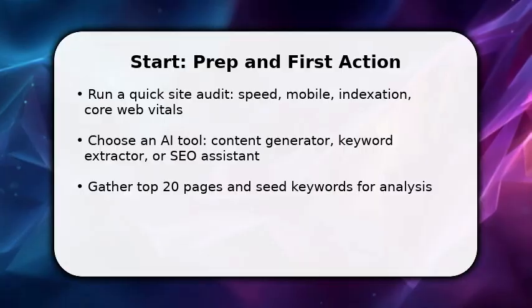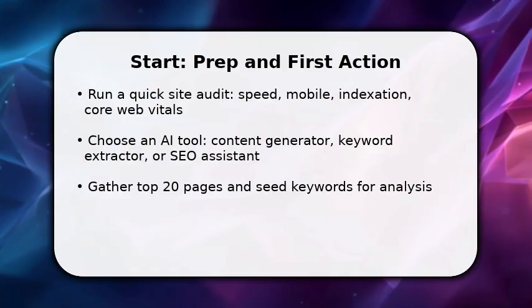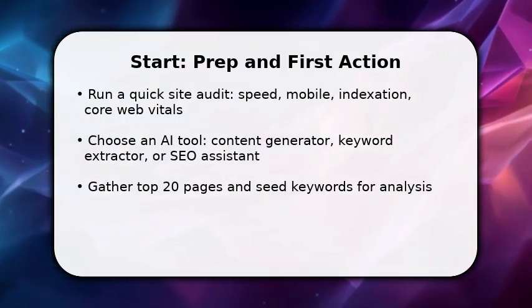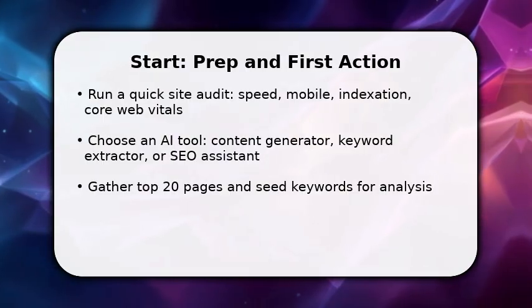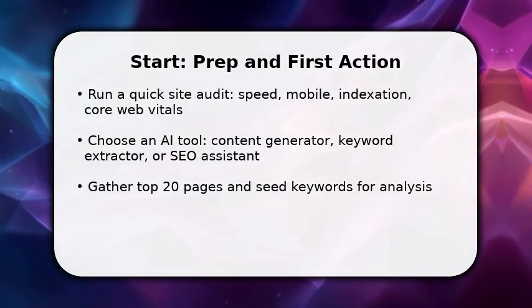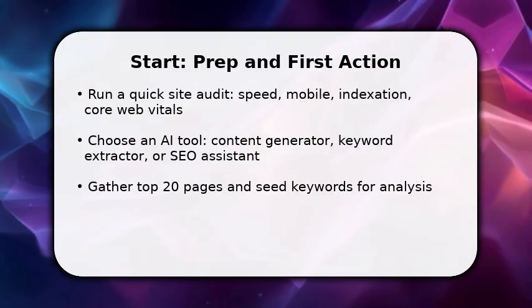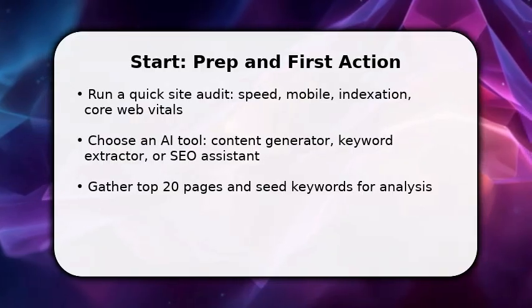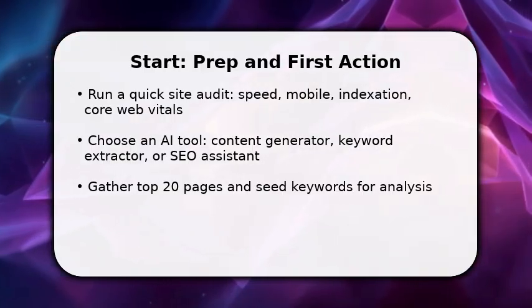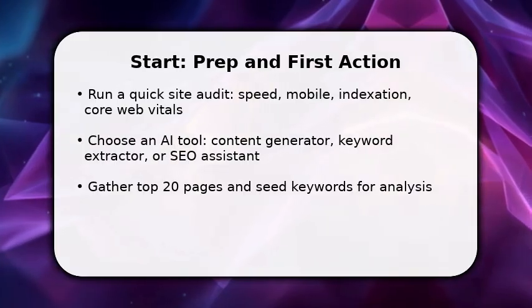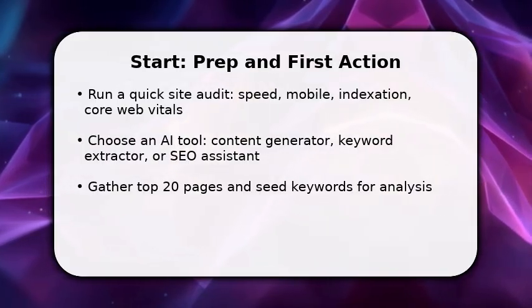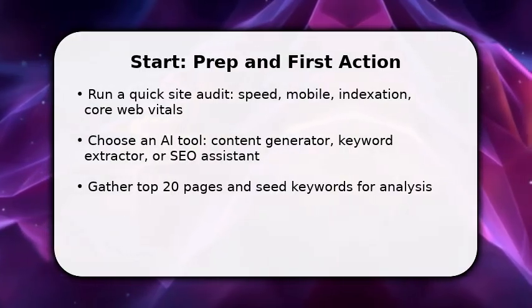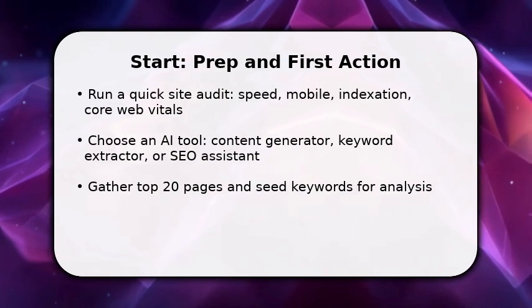Enjoy the video. You begin by gathering essentials and taking the first measurable step. Run a focus site audit to expose weak pages and indexing issues, then pick one AI tool that fits your workflow, Keyword Extractor or Content Assistant. Once done, export your top 20 pages and seed keywords into a spreadsheet. This avoids scatter. You'll use these immediately to feed the AI. Make sure to note traffic, conversions, and current rankings, so the AI recommendations map to real goals.